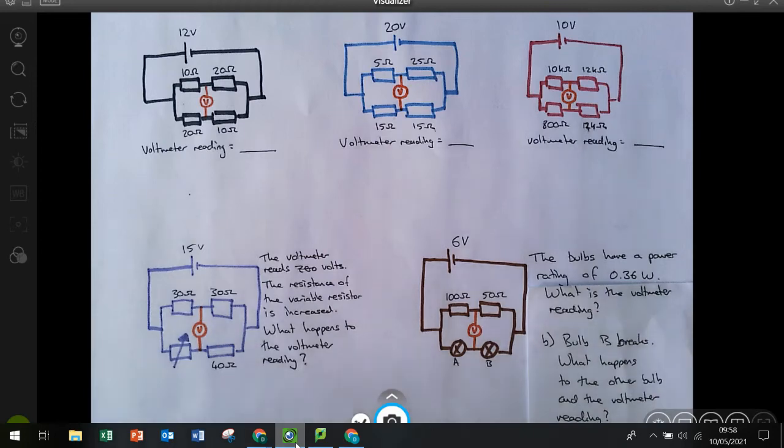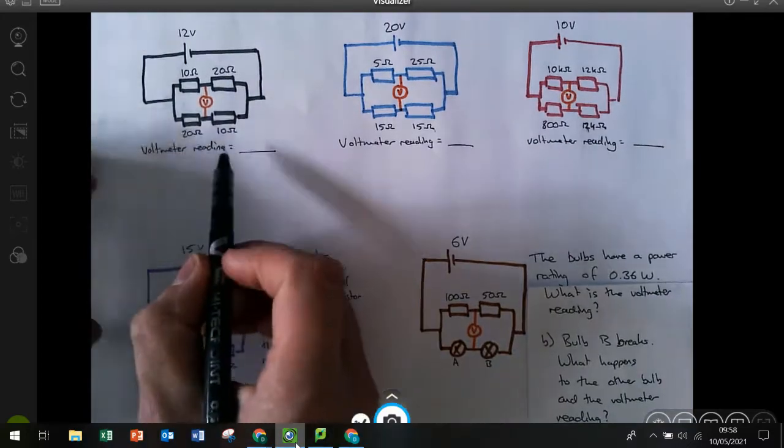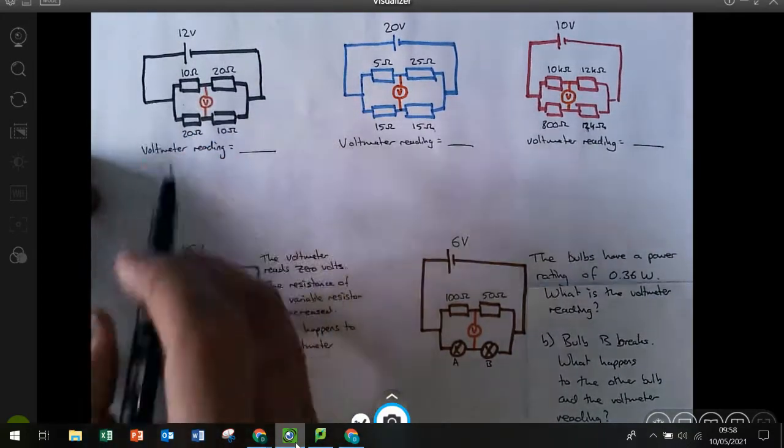We're going to look at a tricky electricity question through five different examples. So pause the video now and try all parts of these questions. This is a really common style of AQA question, but it could also come up in other exam boards as well. We're asked to find the voltmeter reading here for this circuit.